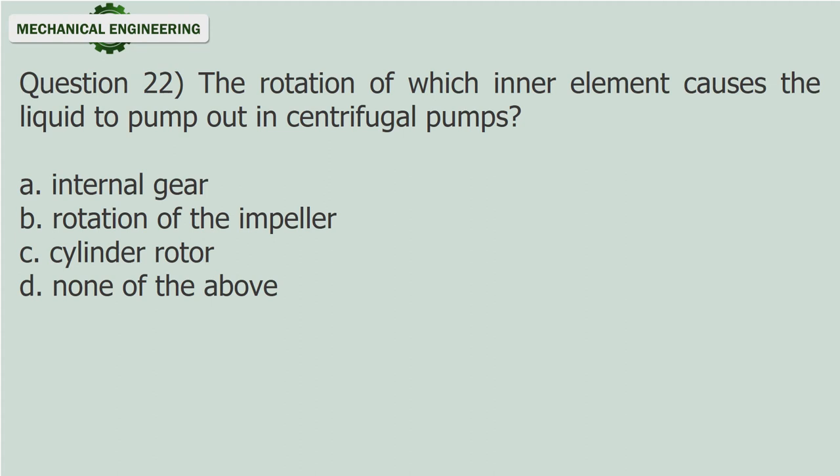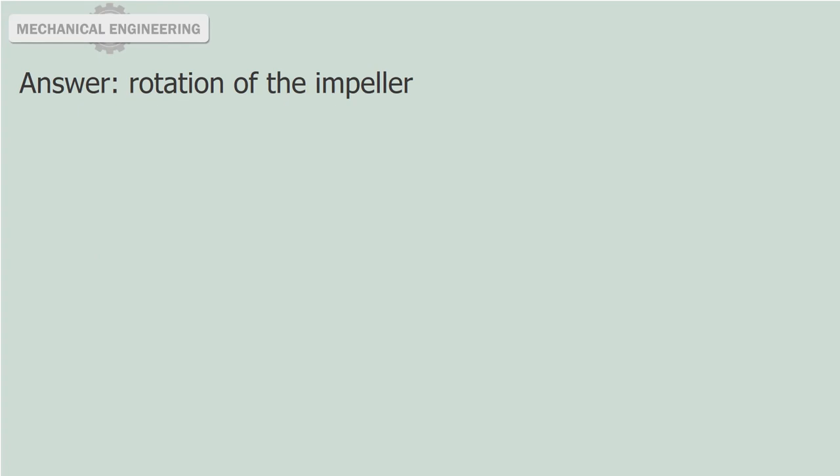Question 22. The rotation of which inner element causes the liquid to pump out in centrifugal pumps? A. Internal gear. B. Rotation of the impeller. C. Cylinder rotor. D. None of the above. Answer. Rotation of the impeller.